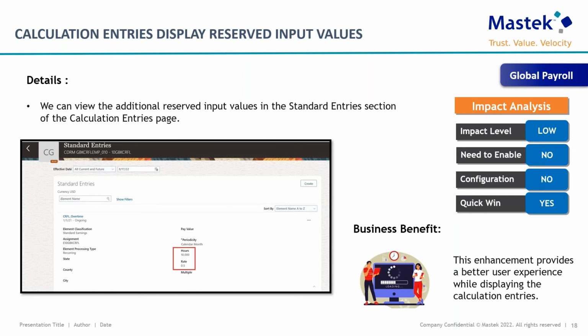Next one is calculation entries display reserve input values. Now we can view additional reserve input values in the standard entry section of the calculation entry page. So here you can see hours and rates are available. These are the reserve input values, which were not visible earlier on the standard entries page. But now it will give us a better user experience on the calculation entry page, and hours and rate we can see directly here.